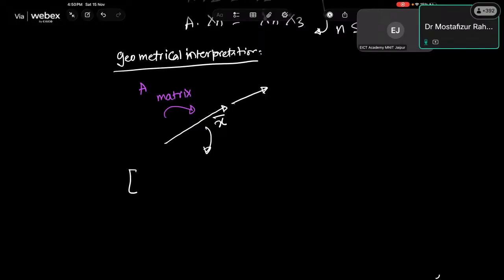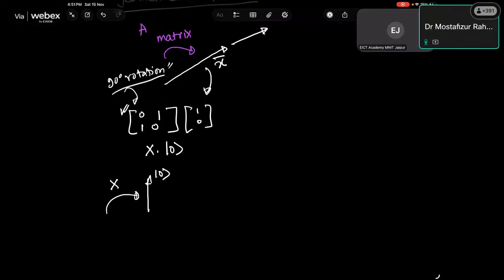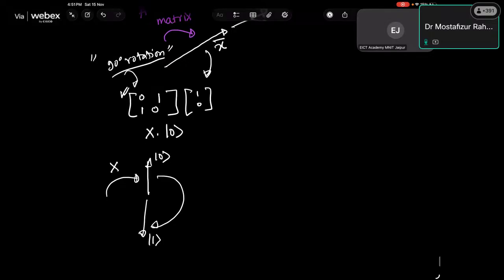So when you multiply, say, the Pauli matrix 0 1 1 0 to a quantum state vector, say 1 0, ket 0, X times ket 0. So basically your qubit is here on the Bloch sphere at ket 0, and you are applying the Pauli X gate. What it does is basically a 90-degree rotation. So it makes your qubit here at ket 1. On the Bloch sphere, this opposite polarity means a rotation.